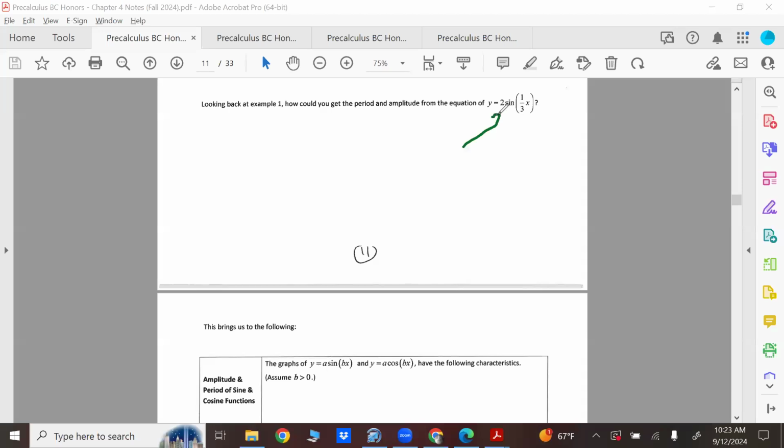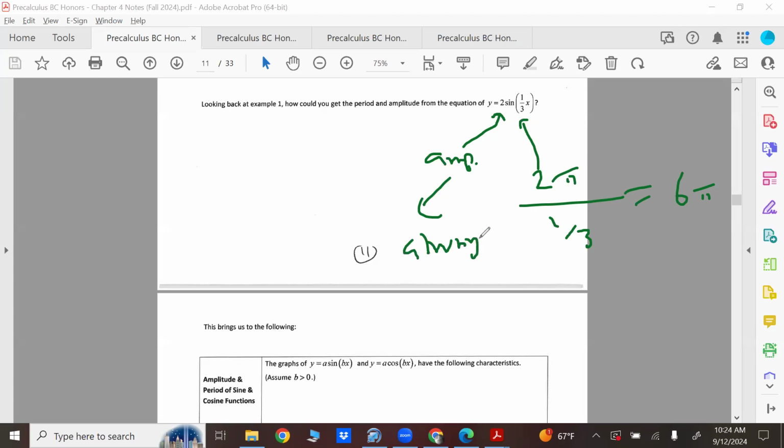That's A. That's 2 pi over 1/3. I just showed that to you guys, right? There you go. Easy peasy. But amplitude, always state it as a positive value. Amplitude is always positive, or the absolute value of A. Think of it like that.